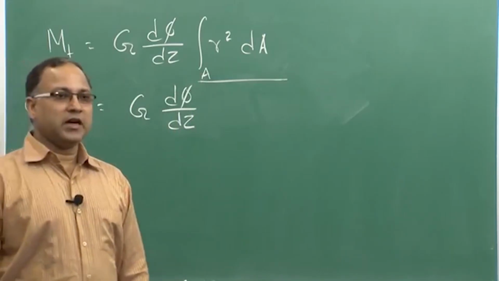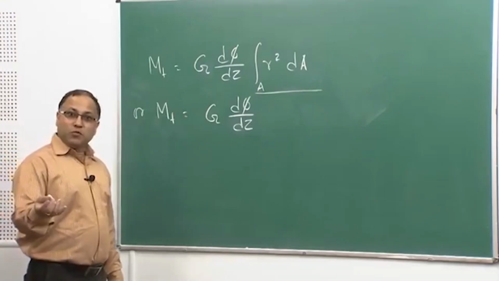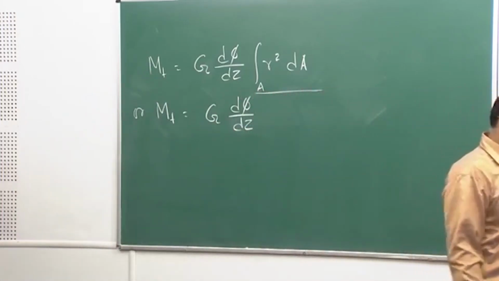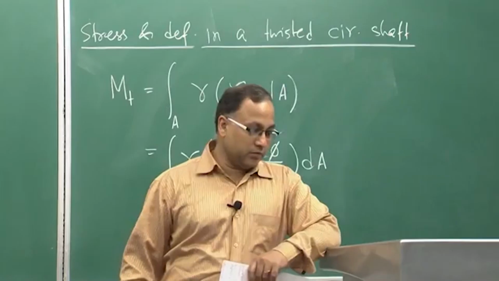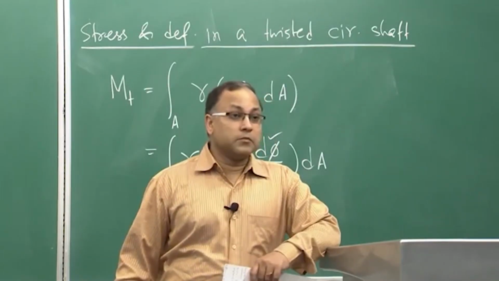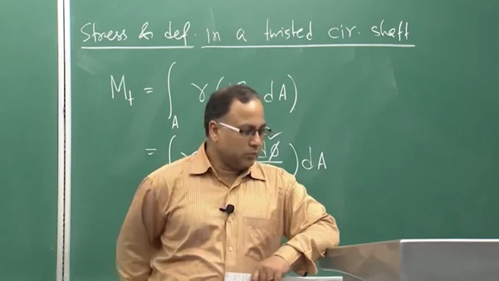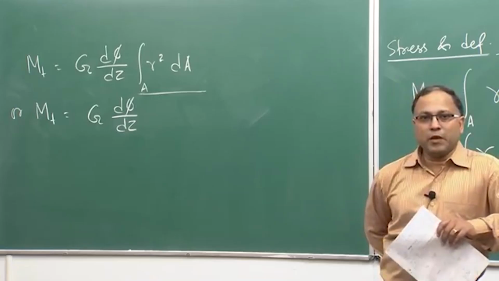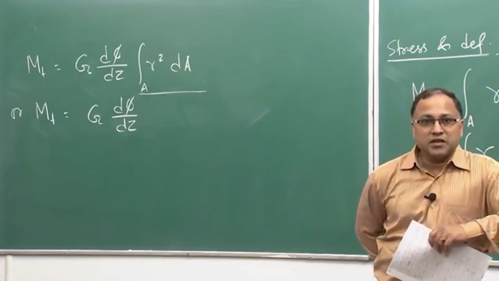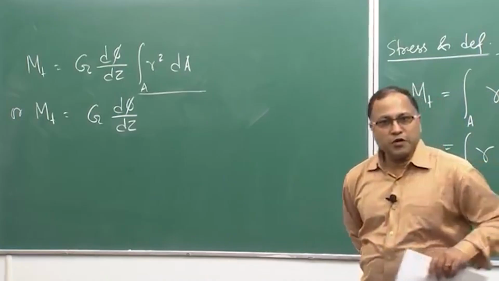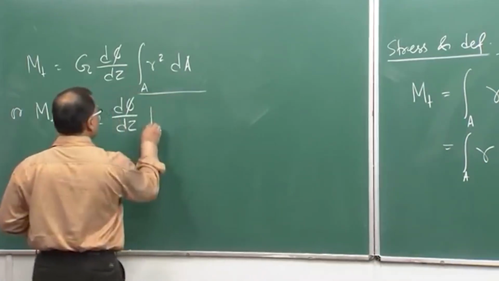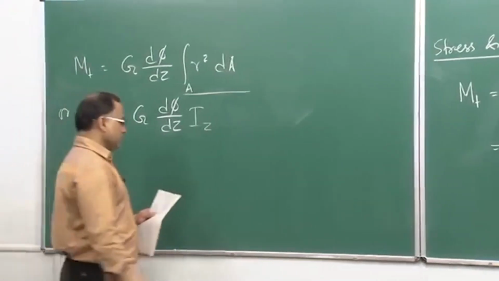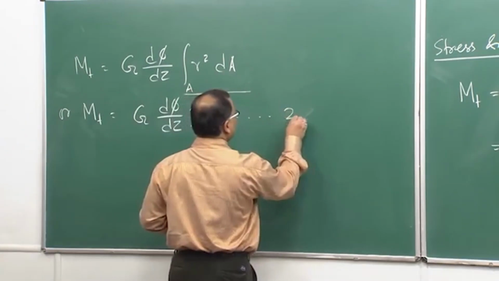Integration over the whole area r square dA is nothing but the polar moment of inertia. If you go back to your physics class or earlier mechanics class, you will recognize that this expression is the expression for polar moment of inertia. Therefore, I can simply write I z, because with respect to the z axis you are considering the moment of inertia, and I am calling that equation 2.